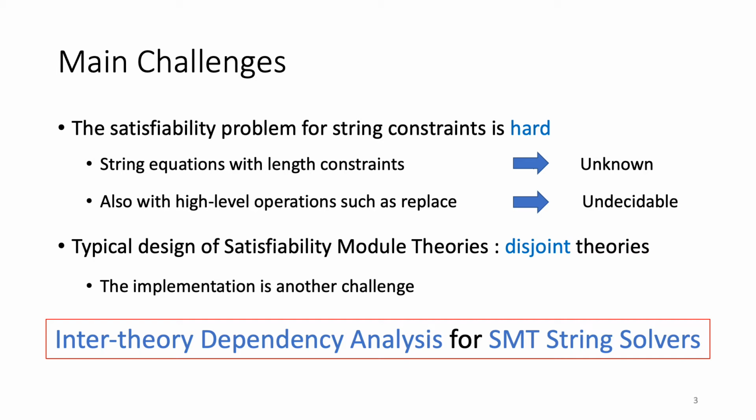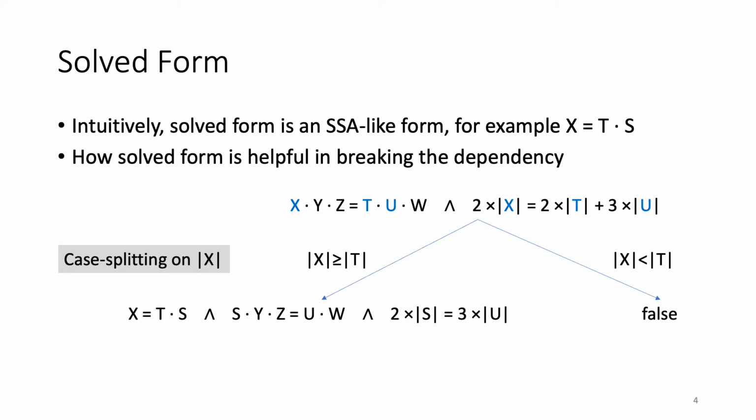As you can see in the title, we have two main contributions, the inter-theory dependency analysis and its implementation inside an SMT string solver. The key idea of our analysis is based on the so-called solved form. Intuitively, it is an SSA-like form. For example, the formula x is equal to t and x is in solved form with respect to x, so we can easily find a satisfying assignment for x based on the assignments for t and x.